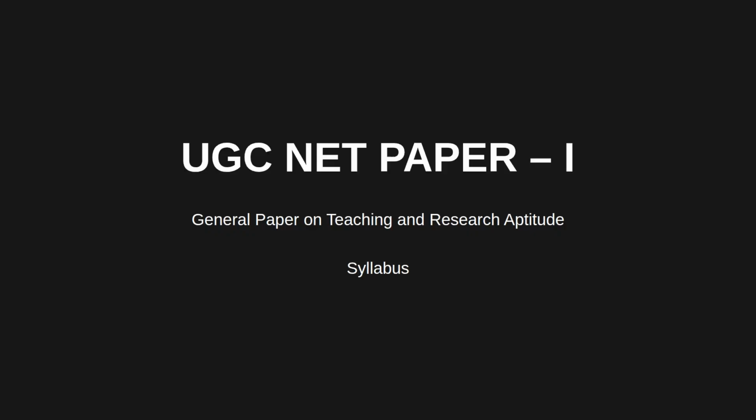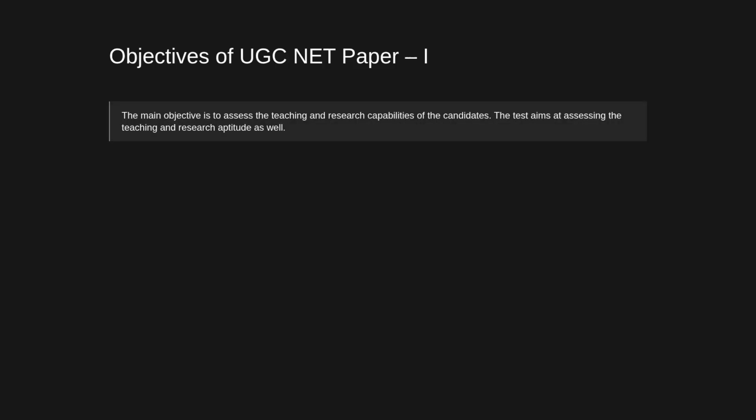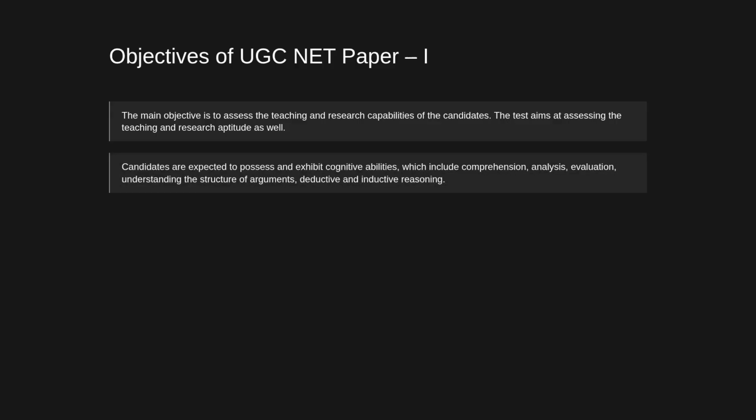Syllabus of UGC NET Paper 1, Journal Paper on Teaching and Research Aptitude. Objectives of UGC NET Paper 1. The main objective is to assess the teaching and research capabilities of the candidates. The test aims at assessing the teaching and research aptitude.